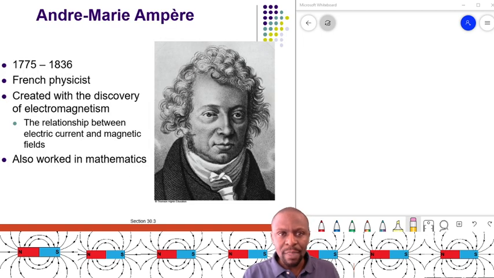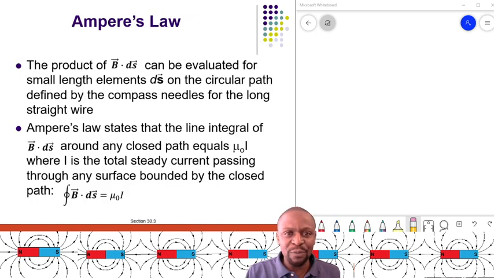Right. Now, let me also introduce you to André-Marie Ampère, who was the French physicist who actually discovered electrodynamics, or what you call electromagnetism, which is nothing else but the relationship between the electric current and the magnetic fields. And he also worked in some parts of mathematics.